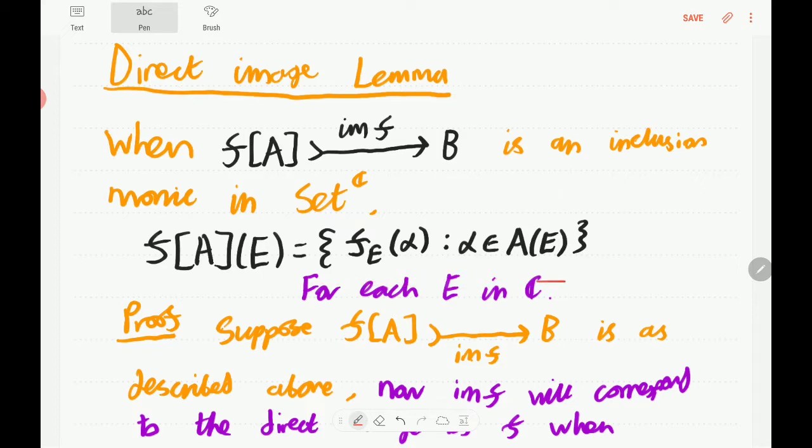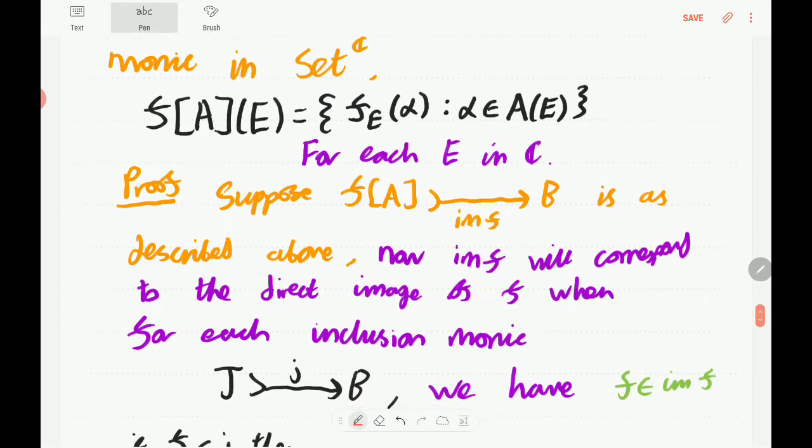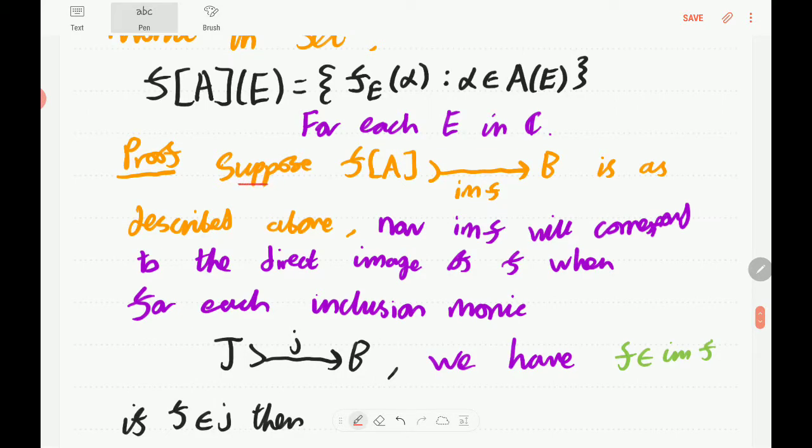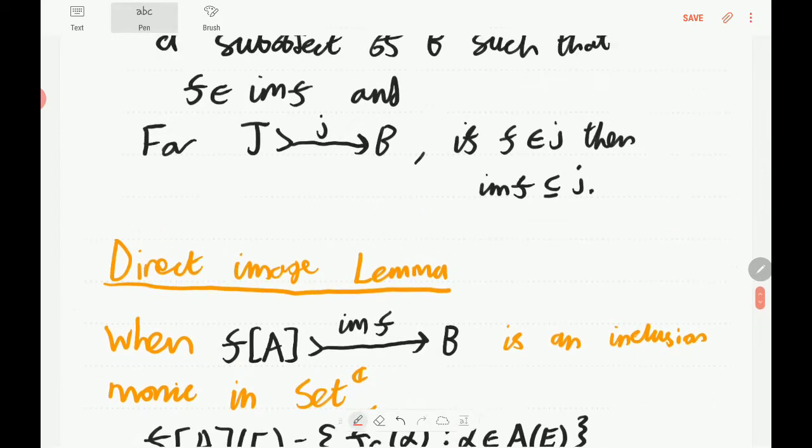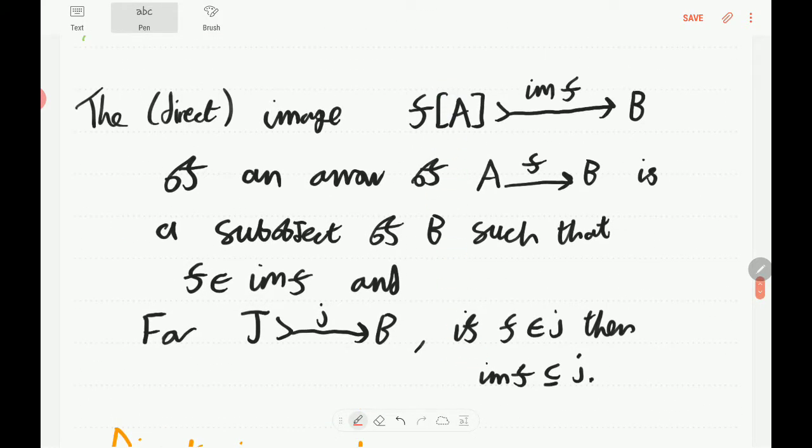So how can we prove that this result holds? Well, obviously we're supposing Im f is an inclusion monic. And then we apply this definition, but this definition basically says that we better check that Im f satisfies various properties with respect to these subobjects J of B. So, in theory, we should check over all of the subobjects J of B.